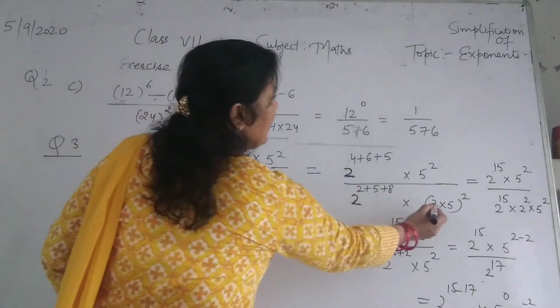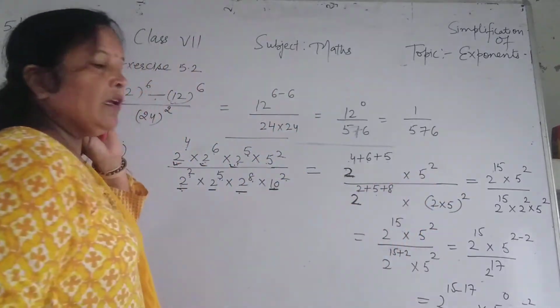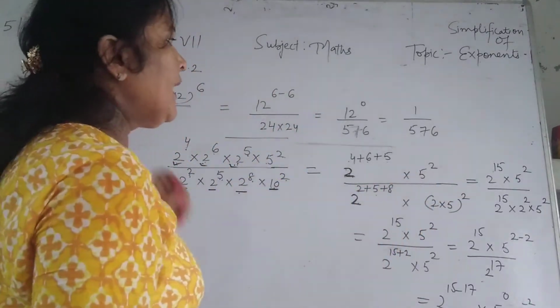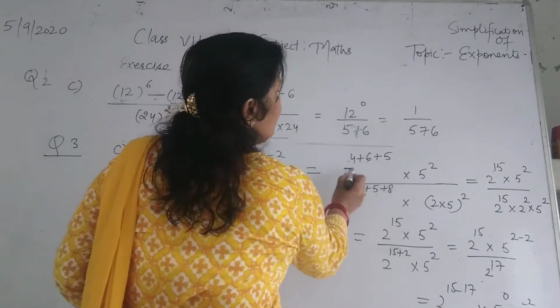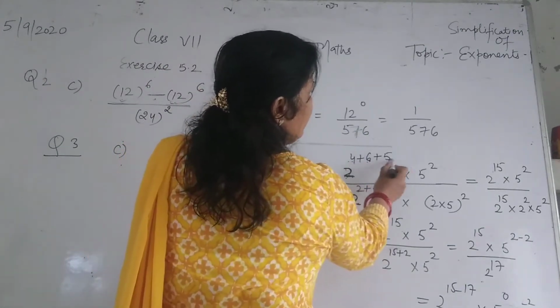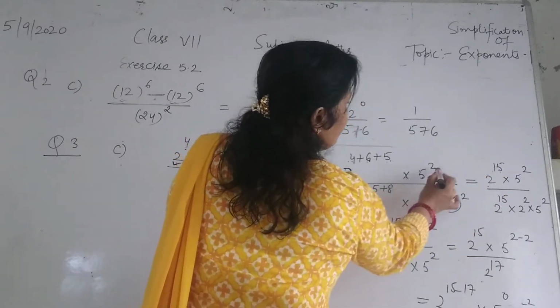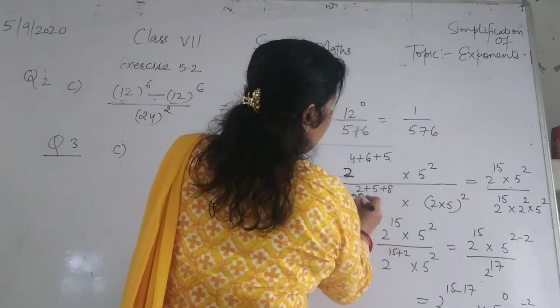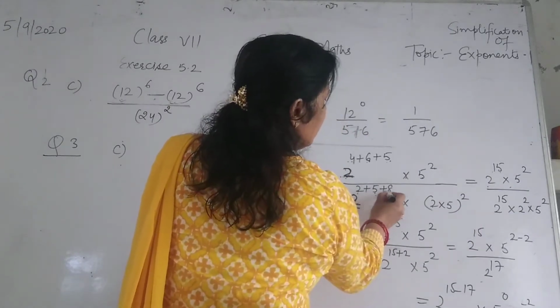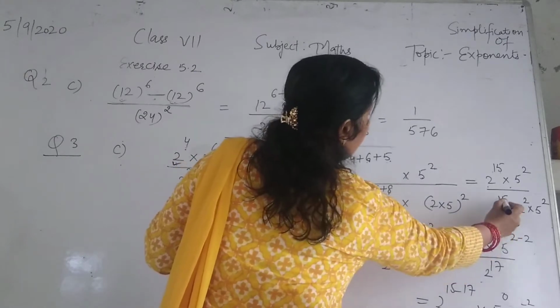How did I write 10? 2 into 5 raised to power 2. Then I have added the powers: 2 raised to power 4 plus 6 is 10, 10 plus 5 is 15, 2 raised to power 15 here. Then into 5 square. In the denominator, 2 raised to power 2 plus 5 plus 8 is 15, so 2 raised to power 15. What came in it? 2 raised to power 15.